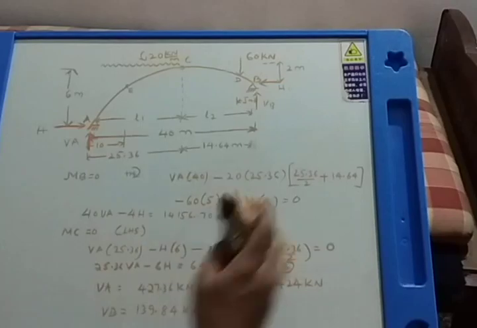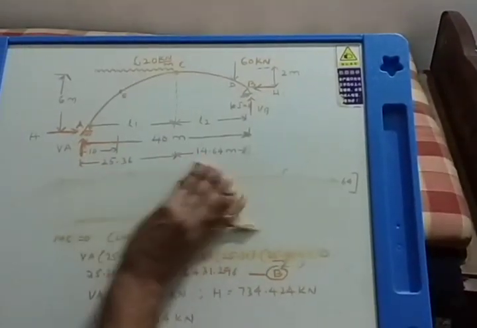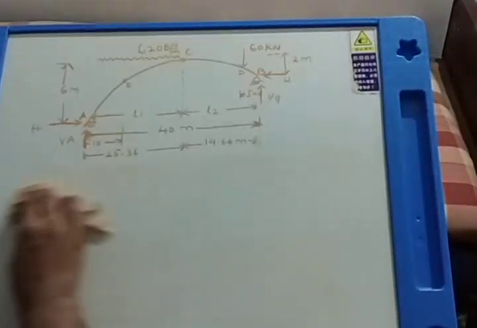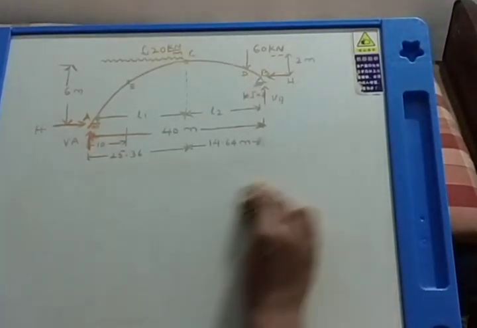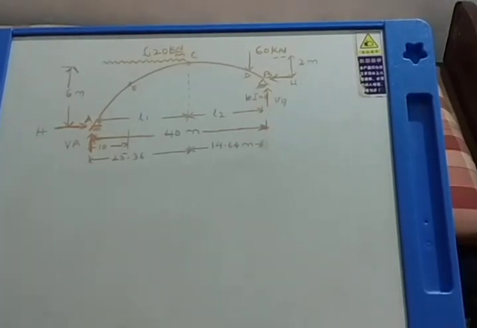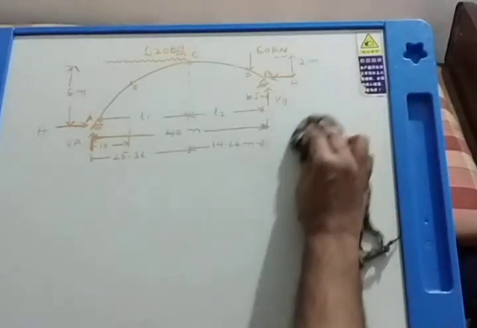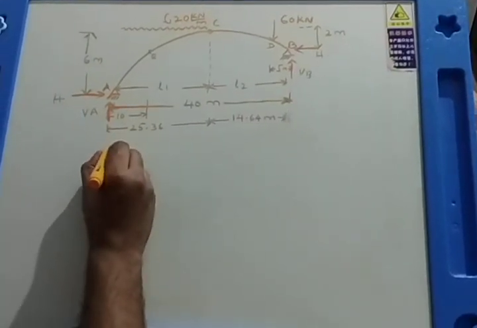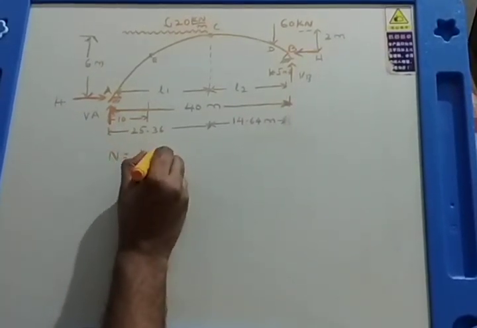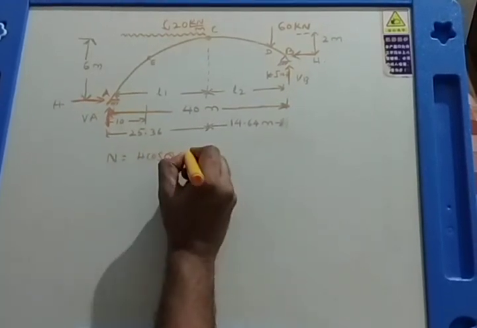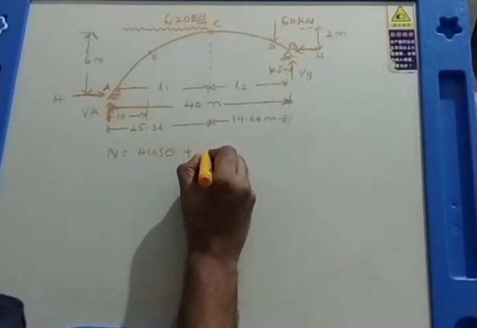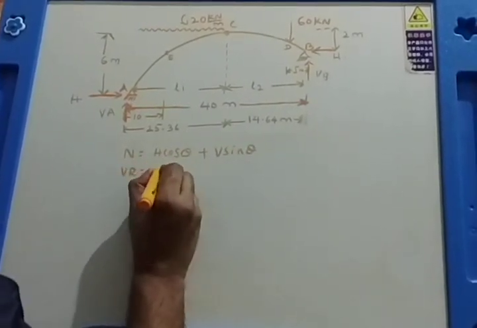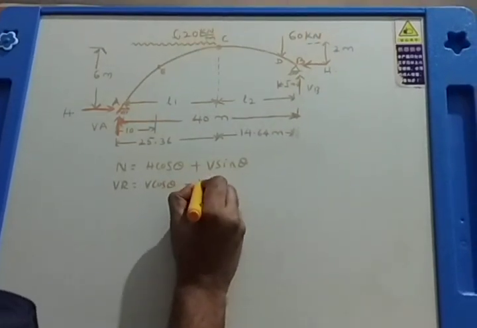Now let us move further and see how to find out bending moment, normal thrust and radial shear at point E. See, the bending moment, normal thrust and radial shear, we have done in the previous sessions. Similarly, we are going to do here also. So let me write down the formula for normal thrust first. N is equal to H cos theta plus V sin theta, and radial shear VR is equal to V cos theta minus H sin theta.